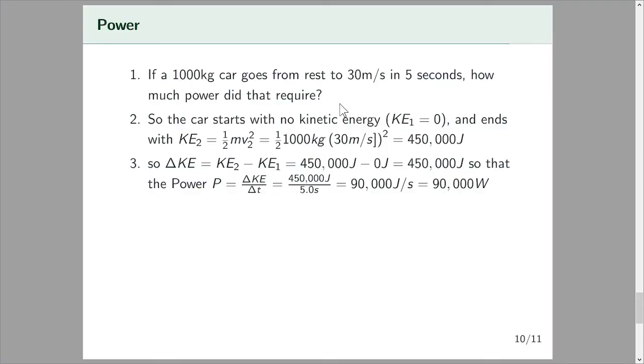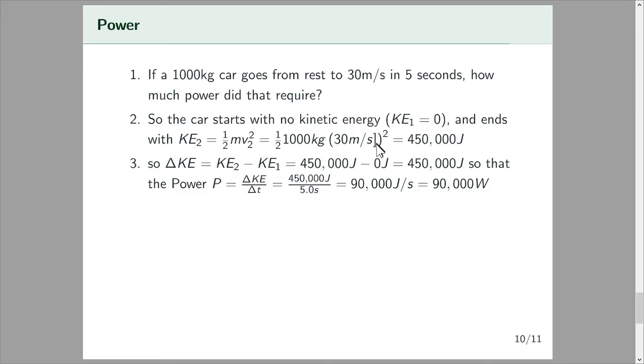So a few examples of power. If a car goes from rest to 30 meters per second in 5 seconds, how much power did that require? Well, remember, power is work over time. Work is the change in kinetic energy. And so if it goes from rest to 30 meters per second, its kinetic energy is changing. It starts out with no kinetic energy since it was at rest, and it ends with 1/2 mv squared of kinetic energy, or 1/2 times 1,000 kilograms times 30 meters per second squared.